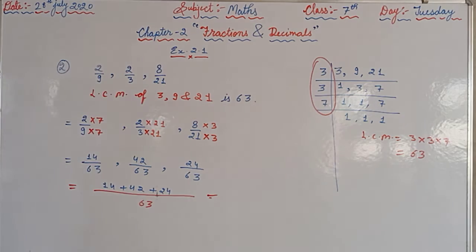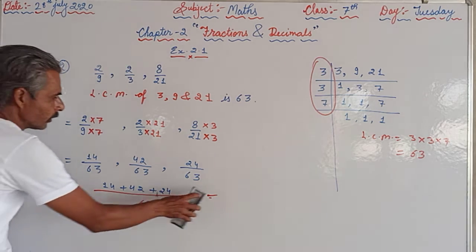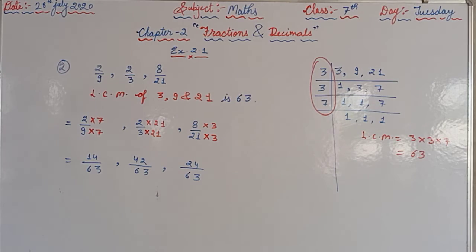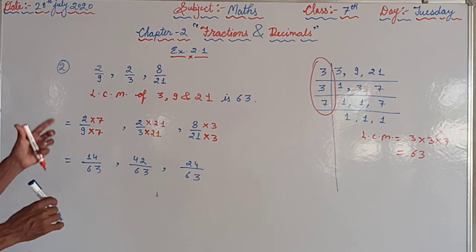But we are not supposed to add them. Why? Because the question says we are supposed to arrange them in descending order. If we wanted to add, we could add by this method, but we have to arrange in descending order.